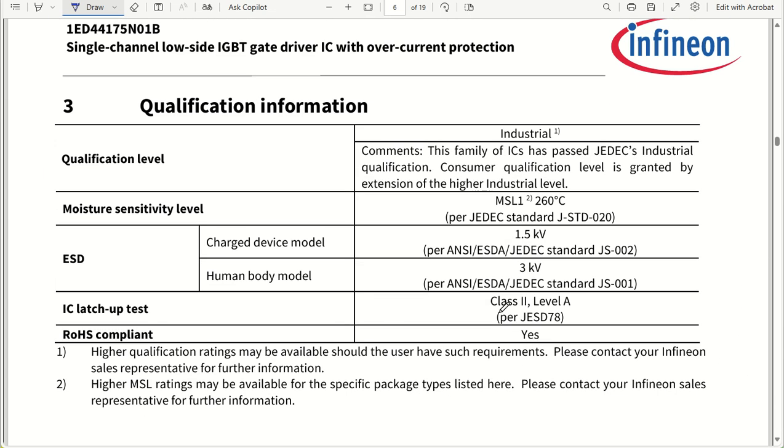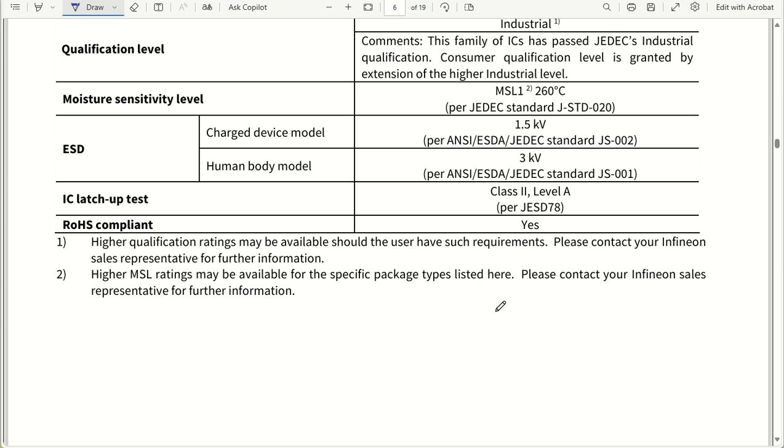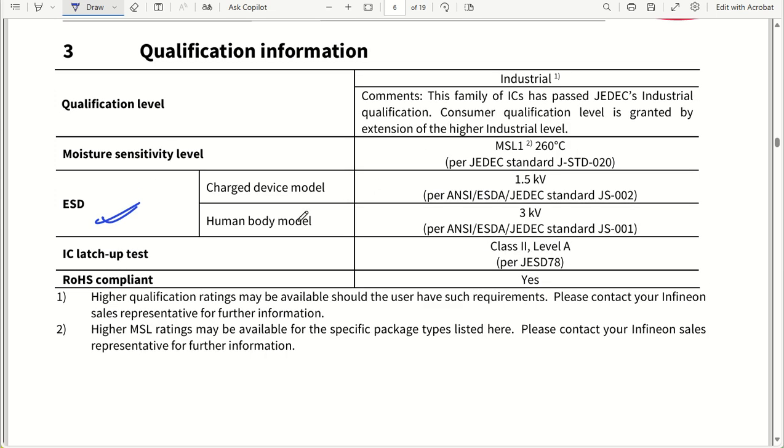Now moving to the qualification information. That is nothing but ESD, the charge device model and human body model. So how much is the qualification? If you see the CDM model, that is charge device model, it is 1.5 kV. Human body model is 3 kV.